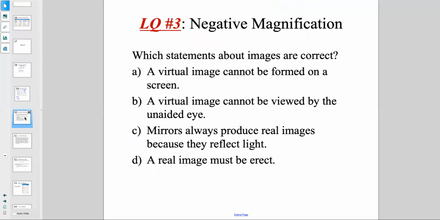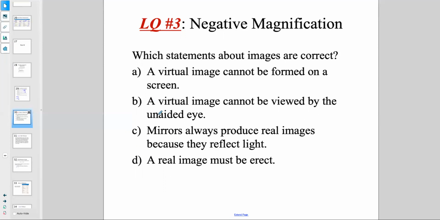So lecture question number 3, negative magnification. Which statement about images is correct? A, a virtual image cannot be formed on a screen. B, a virtual image cannot be viewed by the unaided eye. This is absolutely incorrect, we can see it. So B is out of our options.